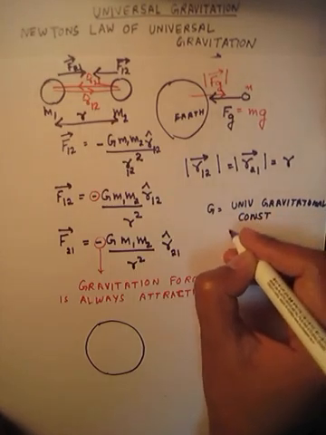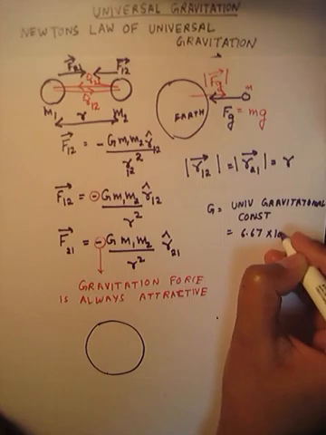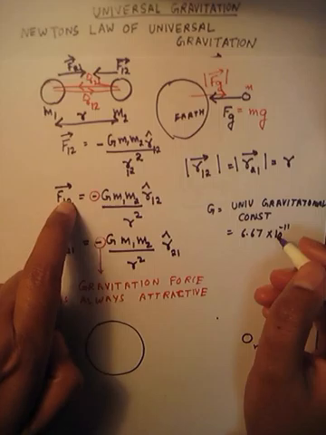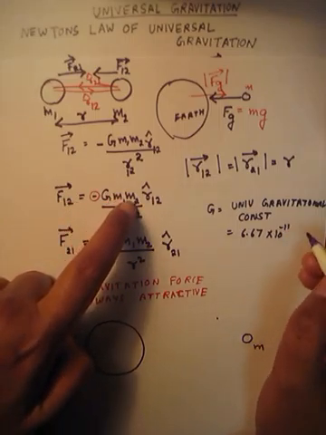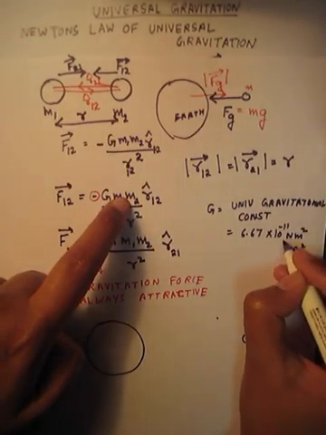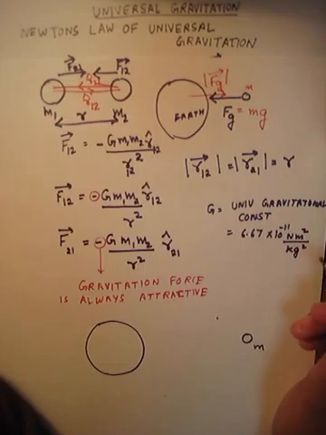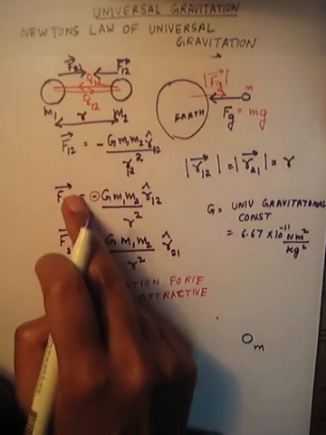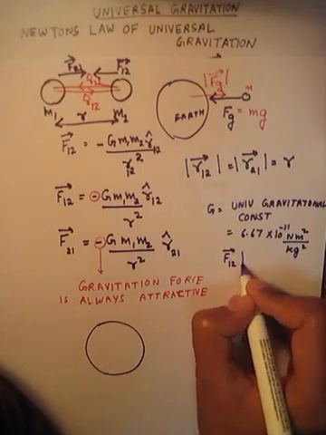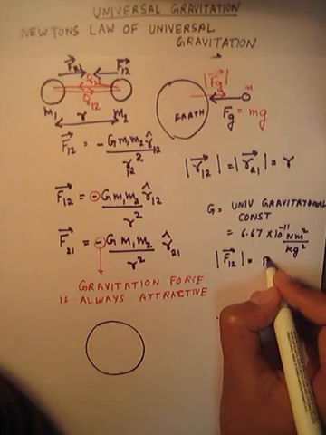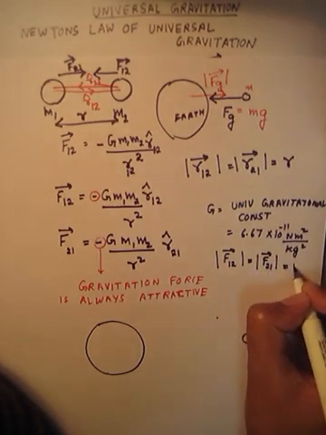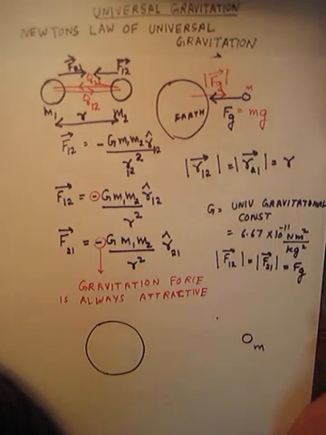It has a value of 6.67 times 10 raised to the power minus 11, and we can find the unit from here. It will be Newton meter squared per kilogram squared. Also, the magnitudes of both these forces will be equal. So the F12 vector magnitude will be equal to the F21 vector magnitude, and both of them will be equal to some force Fg.